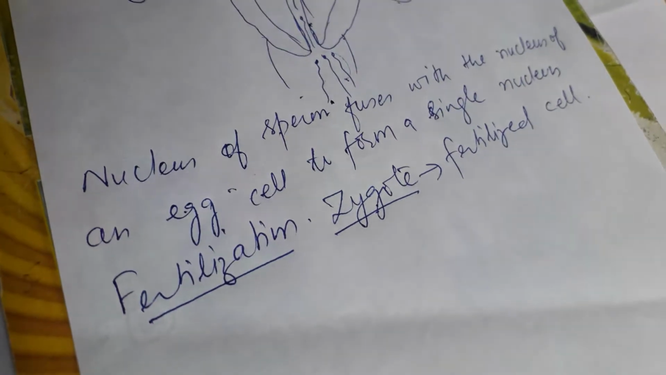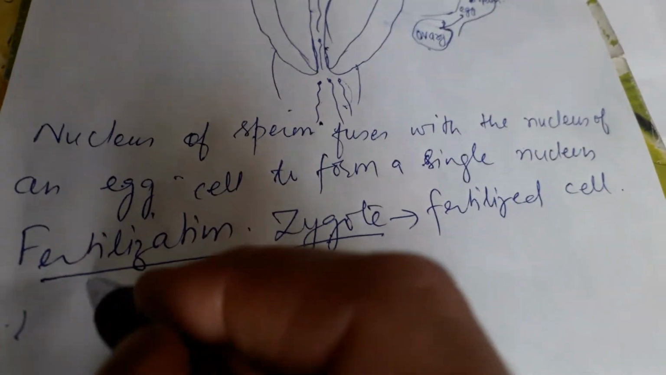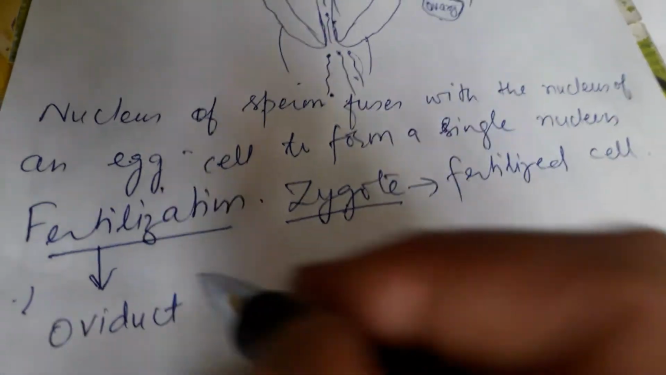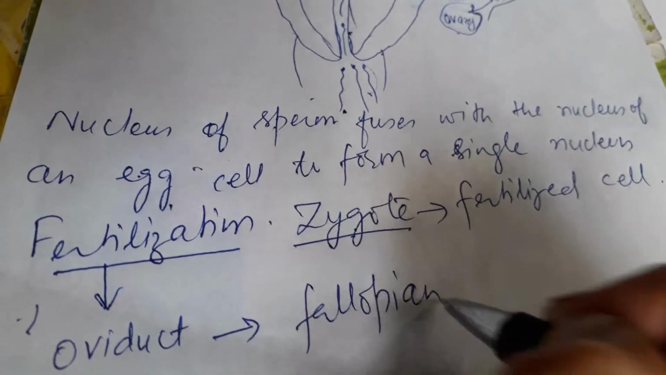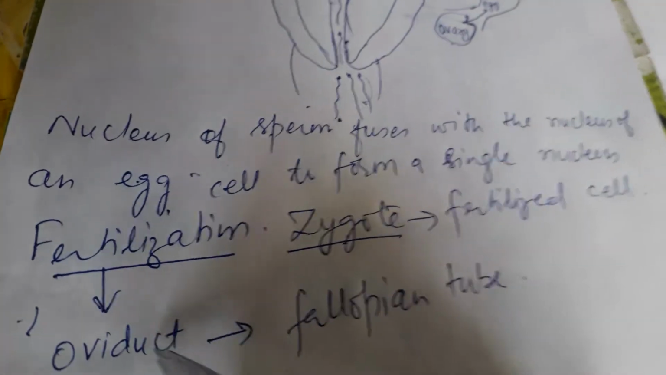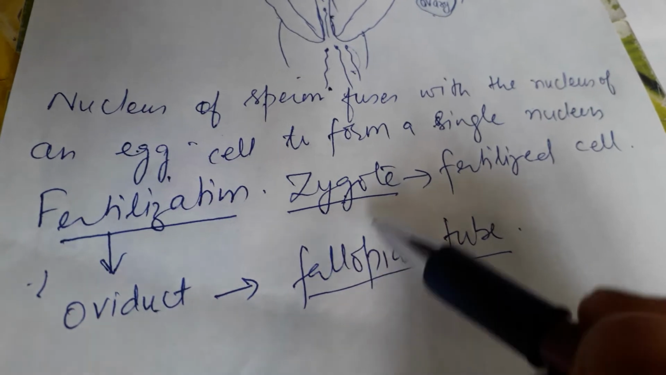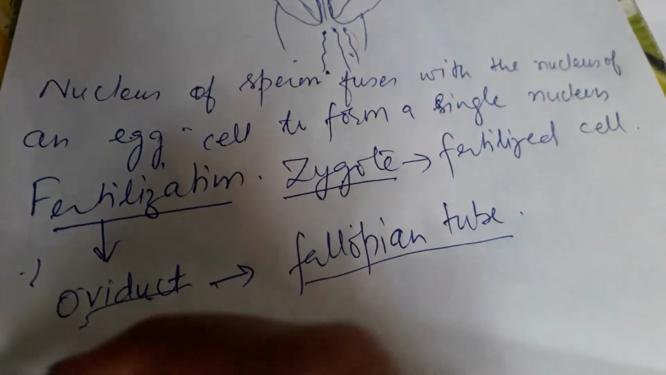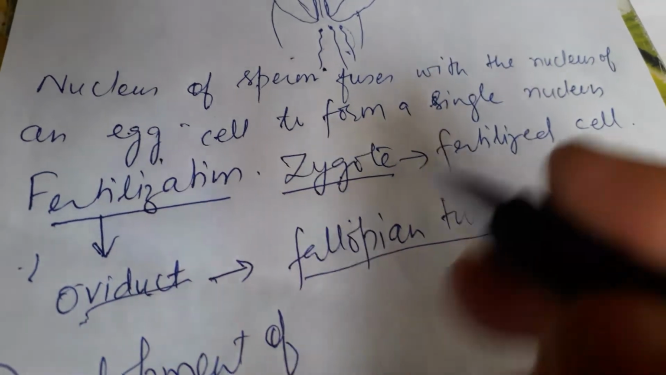Okay, so the fertilization takes place in the oviduct, या इसको हम फैलोपियन ट्यूब भी कहते हैं. ये ओविडक्ट में फैलोपियन ट्यूब में, या ओविडक्ट का दूसरा नाम ही फैलोपियन ट्यूब है. So the fertilization happens in the oviduct. उसके बाद आ जाता है the development of embryo.